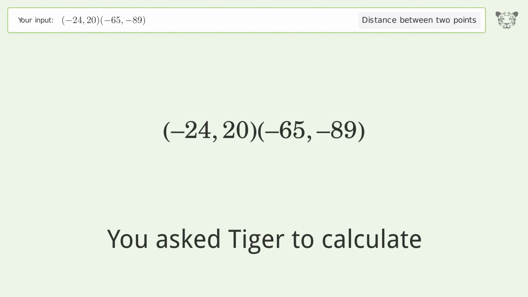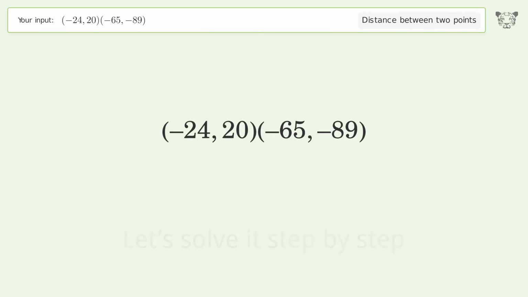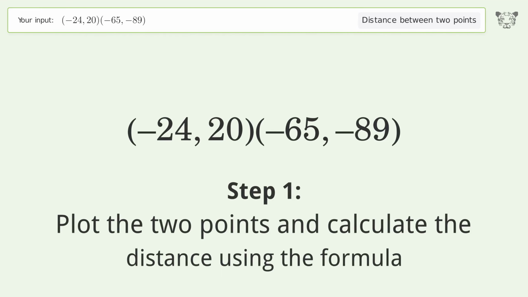You ask Tiger to calculate. This deals with the distance between 2 points. The distance between the 2 points is the square root of 13,562 or 116.456. Let's solve it step by step. Plot the 2 points and calculate the distance using the formula.